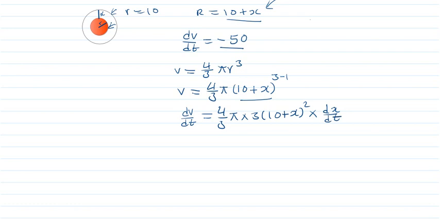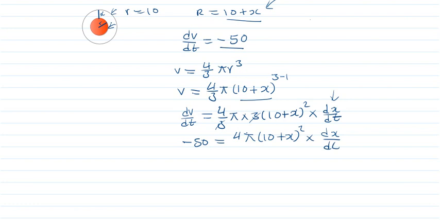Since we are looking for the rate at which the thickness is reducing, and we know that the thickness we've labeled as x, we are looking for dx/dt. Here we place the values. We have been told that it's melting at 50 cubic centimeters per minute, so we put negative 50 where there is change in volume, which will be equal to 4. Then this 3 and this 3 cancel out, so it will be 4 pi multiplied by (10 plus x) to the power 2 times dx/dt.